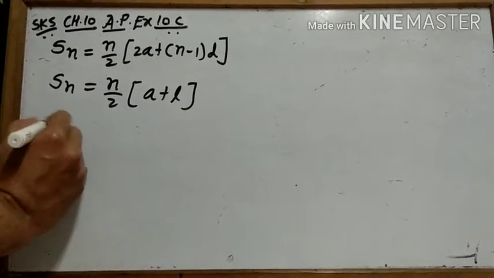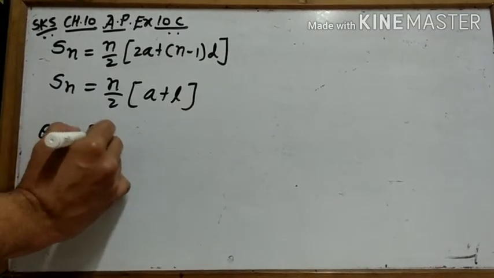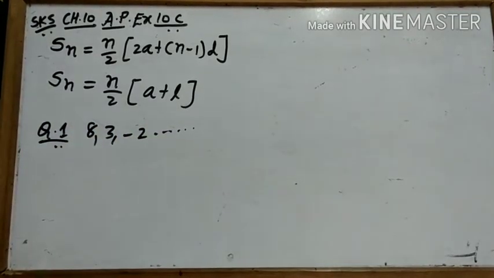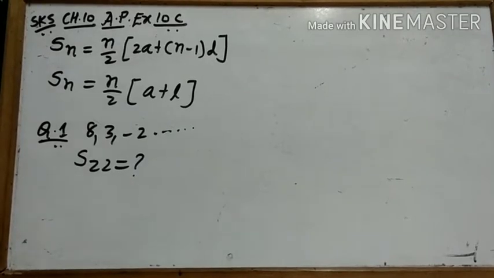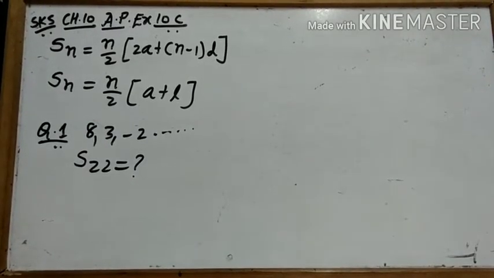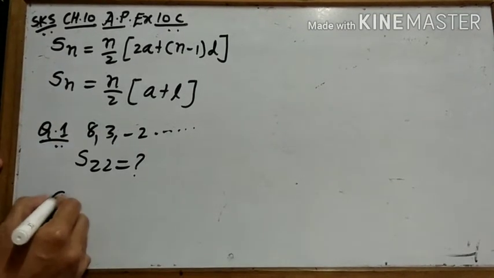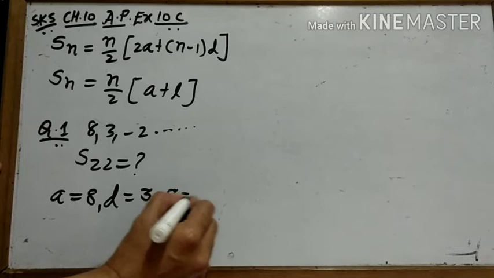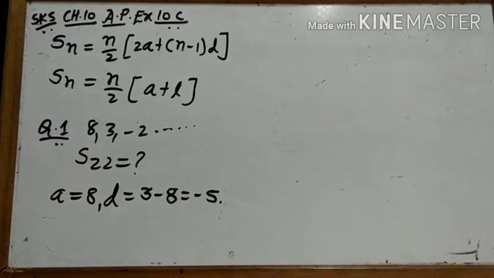Let us see the first question of exercise 10C. It states that 8, 3, negative 2 is an AP. We are supposed to find out the sum of 22 terms, S22. Now they have already mentioned this is an AP, so no need to prove that. We will write down a is equal to 8 and d will be equal to 3 minus 8, which is equal to negative 5. I hope you understand this very easily. d is the difference between two consecutive terms, or term minus previous term.